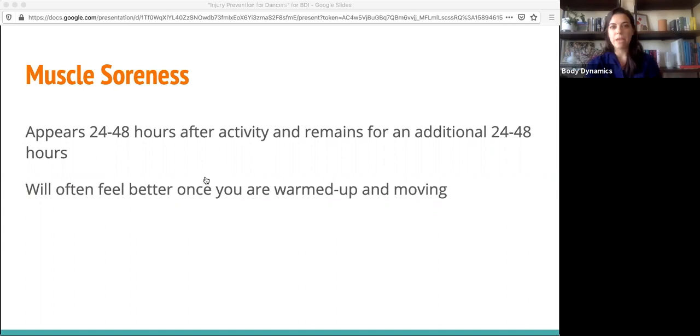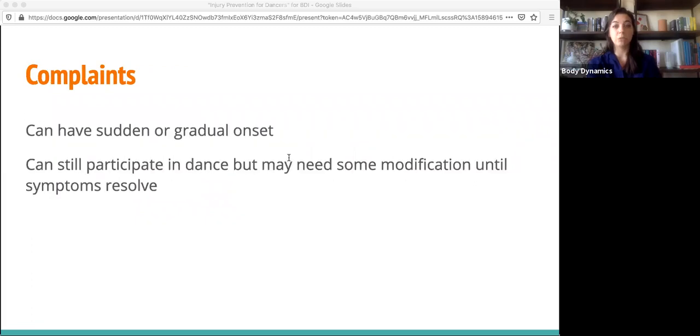A complaint would be a step up in intensity from soreness. Maybe it takes longer to dissipate than you would expect from soreness. It could also be something that happens more suddenly, but it's not that intense. It's something that you're managing fine on your own, that comes and goes. It's not uncommon that dancers and athletes are managing aches and pains like this pretty regularly. Professional dance companies report as many as 67 to 95% of their dancers report musculoskeletal complaints.